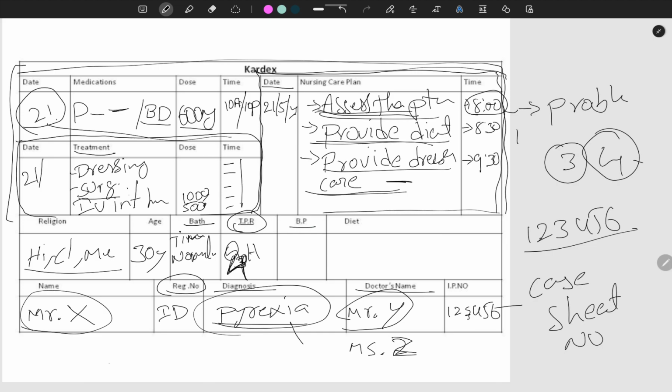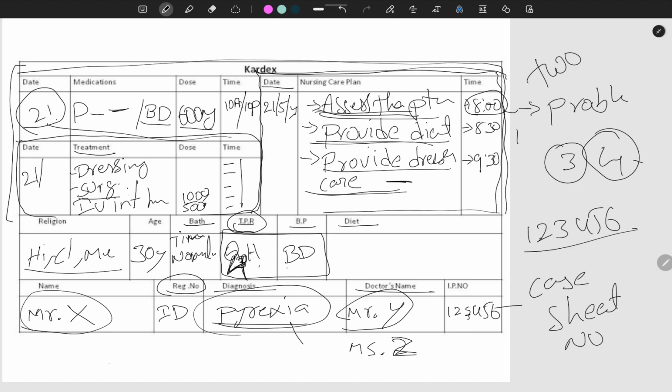And the BP, that is blood pressure. So BP is checked 2 times per day. So you have to write BD. So like that you have to write, but you should not write the blood pressure values here. Okay, temperature values also, like that you should not write. Only you have to write how many times you are going to check.